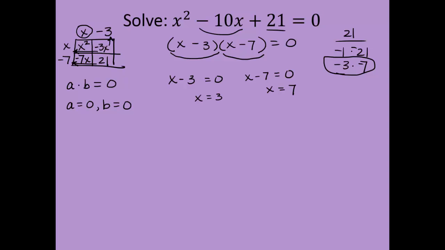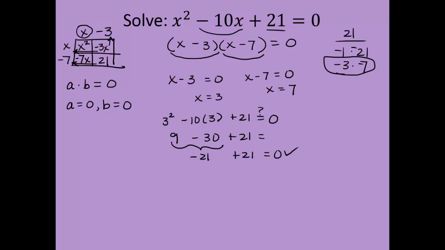Let's try plugging those numbers back into the original polynomial to see if they work. If x was 3, I would get 3 squared minus 10 times 3 plus 21. Does that equal 0? Let's see. 9 minus 30 plus 21. That is negative 21. So that's 0. Okay, so 3 is definitely a solution.